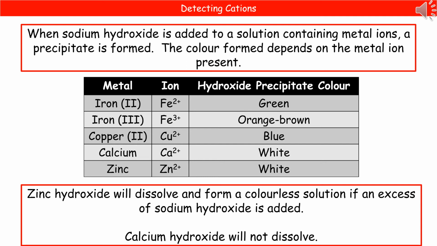So the way we actually work out whether it's calcium or zinc is add an excess of sodium hydroxide, because calcium hydroxide will not dissolve, whereas zinc hydroxide will dissolve.